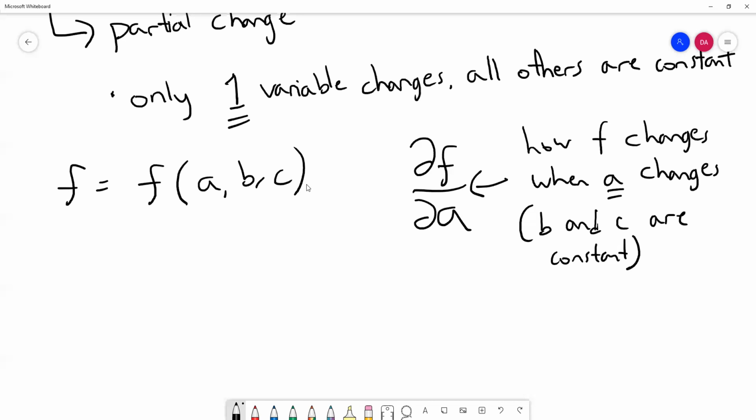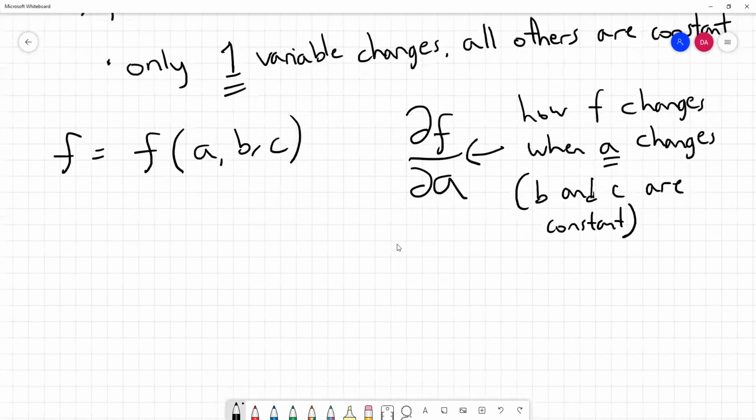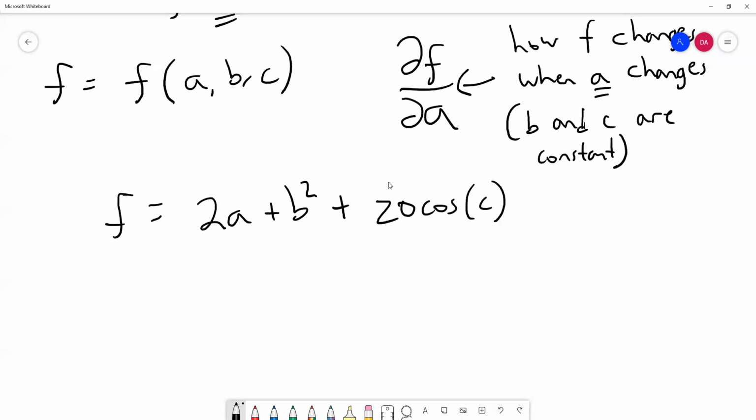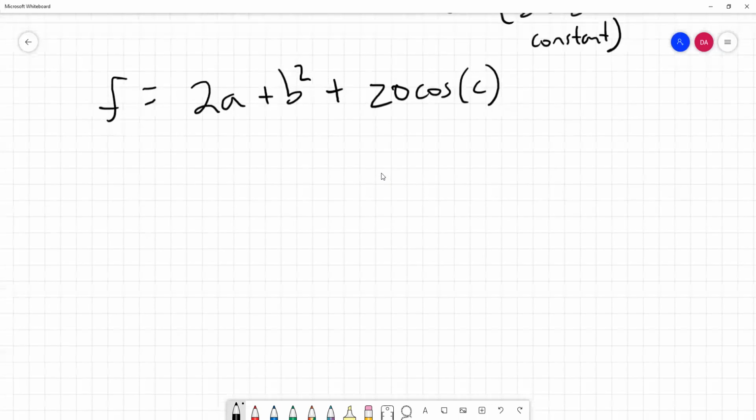Sorry about that. I should have put a message on my door or something. All right, so this partial change is how f changes when only a changes and b and c are constant. I know you've done this many times, but let's look at a very basic example. I'm going to say that f is equal to 2a plus b squared plus 20 cosine of c. There we go, a nice random function.